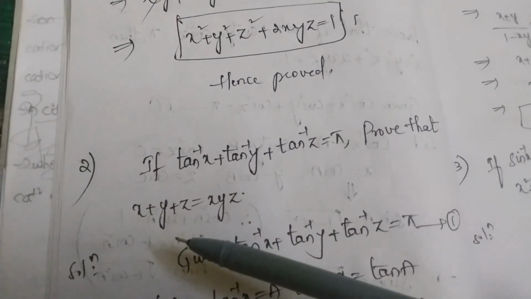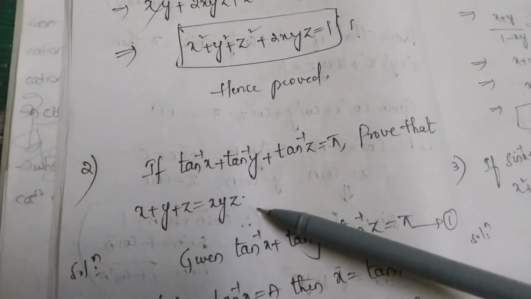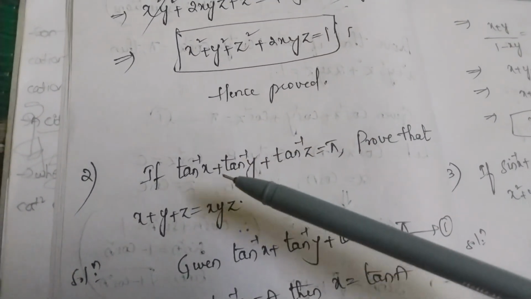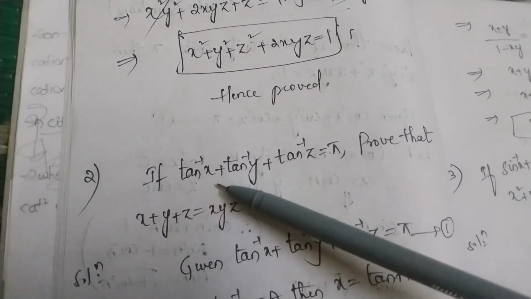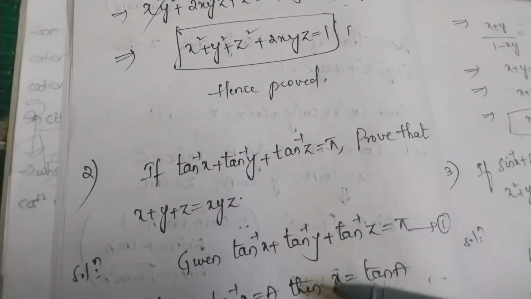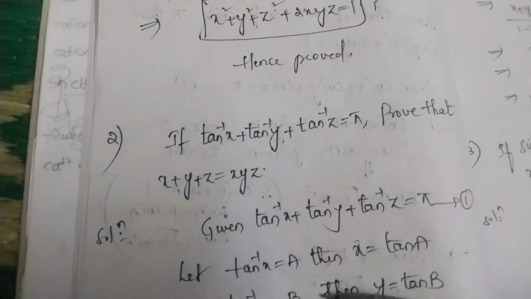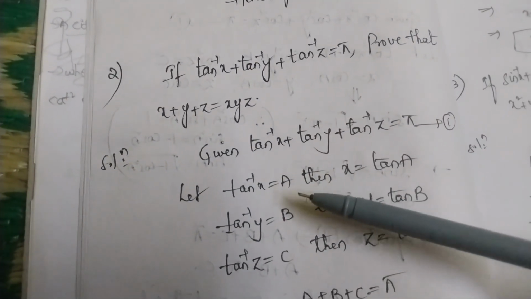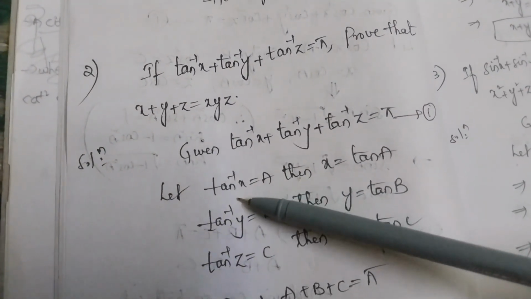Similarly, the next question is, if tan inverse x plus tan inverse y plus tan inverse z is equal to pi, then prove that x plus y plus z is equal to xyz. Here also, in a similar manner, we take tan inverse x is equal to a, tan inverse y is equal to b, tan inverse z is equal to c. So if we take all those things, then from this x is equal to what?